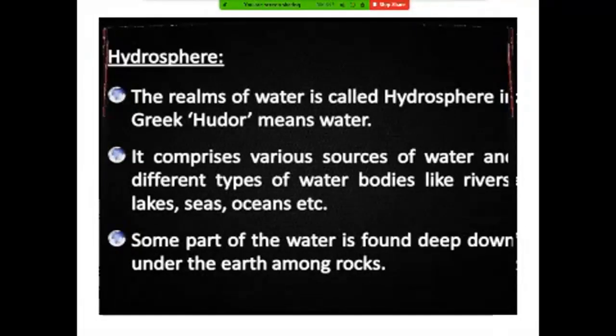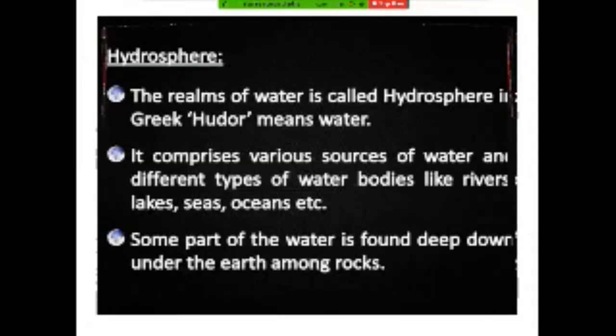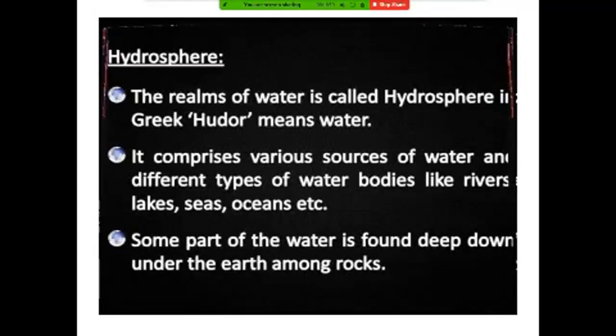It comprises various sources of water and different types of water bodies. So what does it consist of? All the water, which may be present in rivers, lakes, seas, oceans, tanks, streams, etc. Some part of the water is found deep down under the earth among rocks. Some rocks have holes, and such rocks are called pervious rocks. The rocks which do not have pores or holes are called impervious rocks. So water is absorbed or kept inside those rocks.